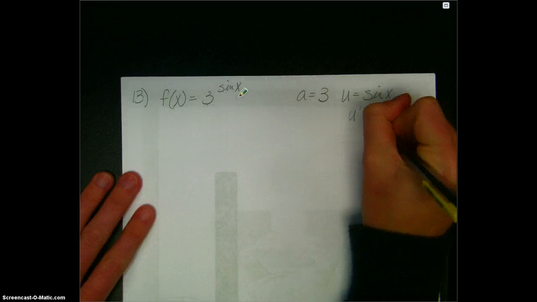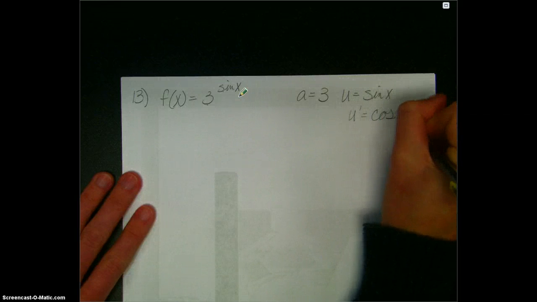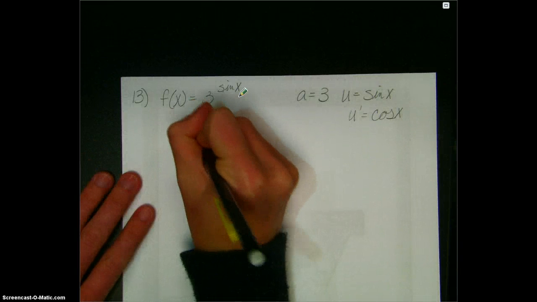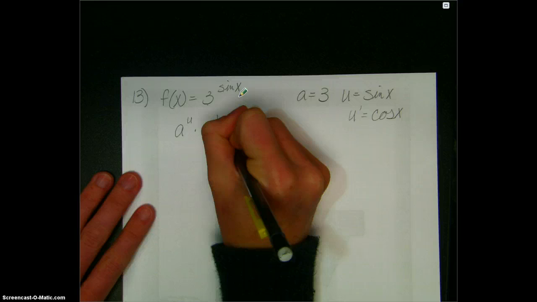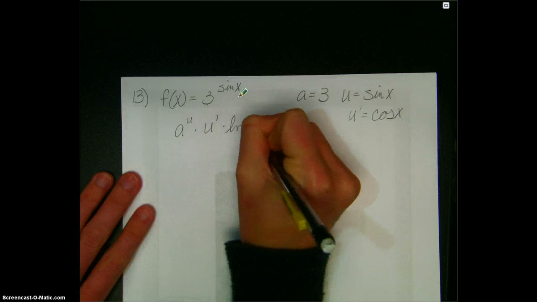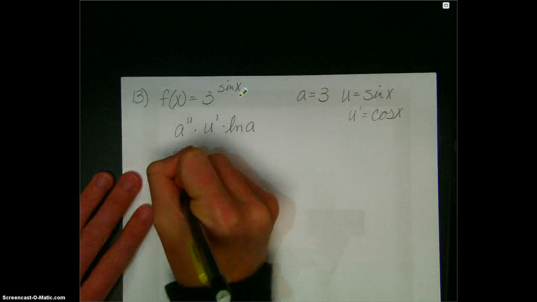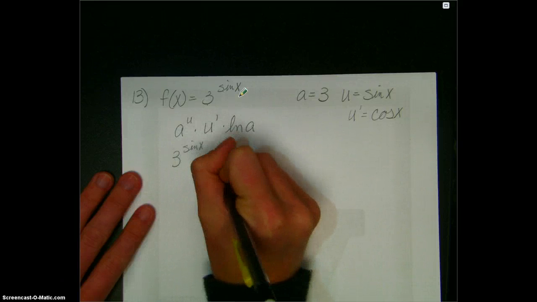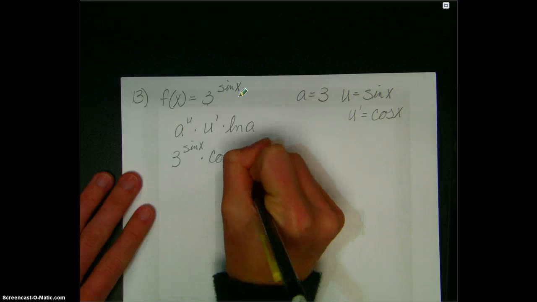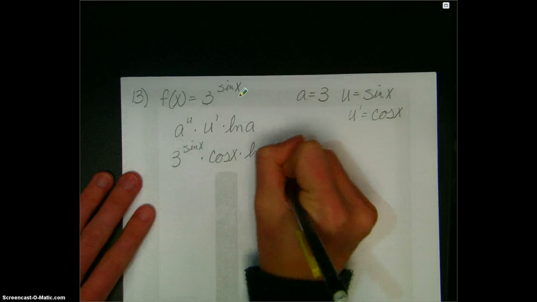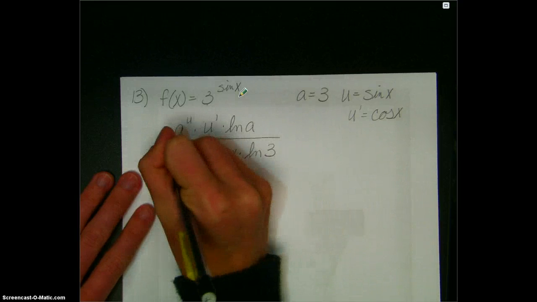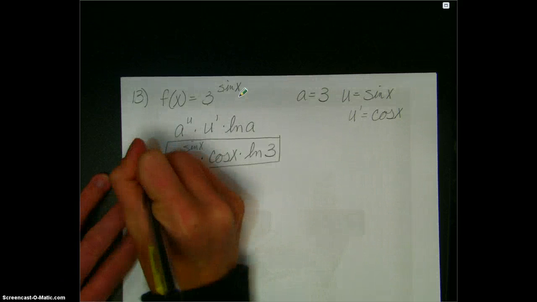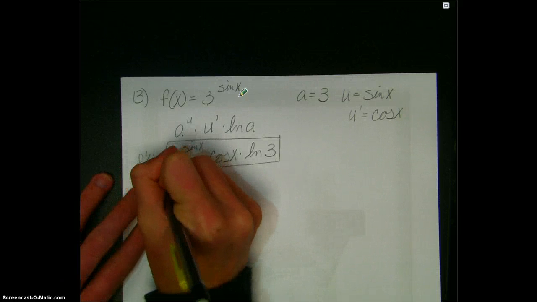And I need my derivative of u, which is the cosine of x. So my formula tells me to do a to the u times u prime times the natural log of a. I'm just going to fill that in. So 3 to the sine x power times the cosine of x times the natural log of 3. And there's my answer for f prime. I should label that f prime right there.